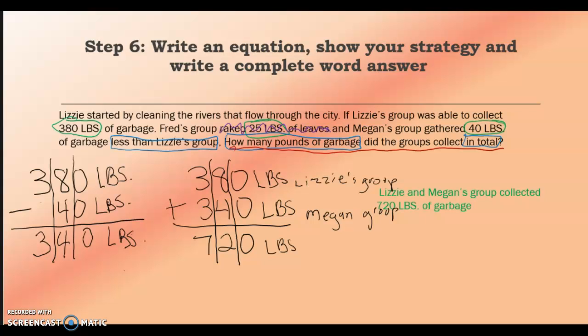Okay, class, this was our example word problem. Now we can continue on into our homework.